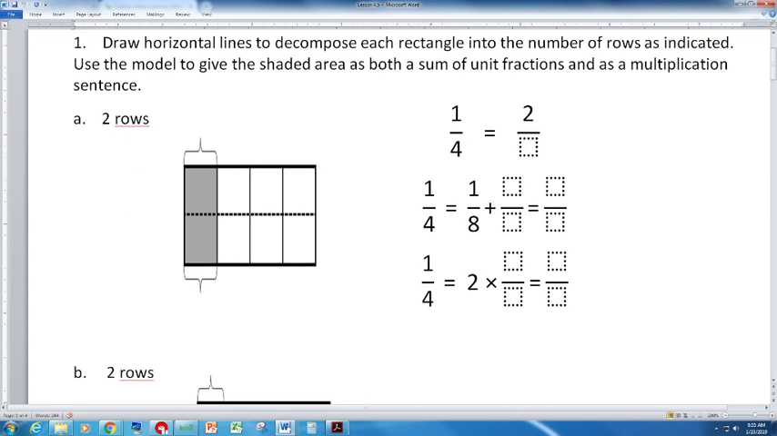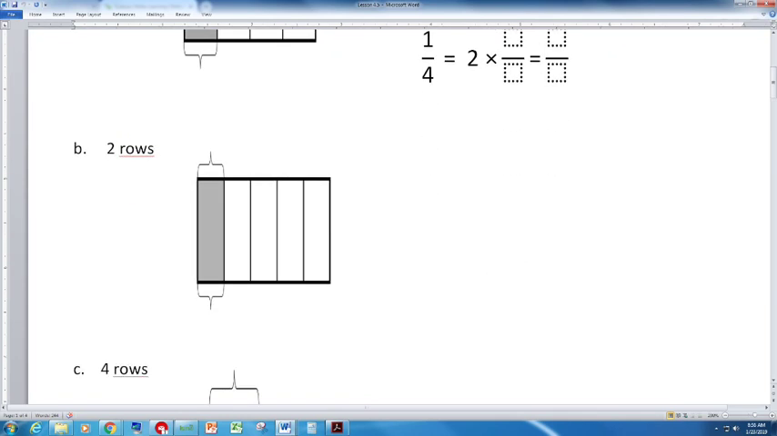So let's take a look at another one. Let's look at B. We're going to start by looking at this whole. We have 1 shaded in out of a total of 1, 2, 3, 4, 5 boxes. So 1/5. There are 5 boxes, and one of them is shaded in, so that one shaded box is worth one box out of 5.